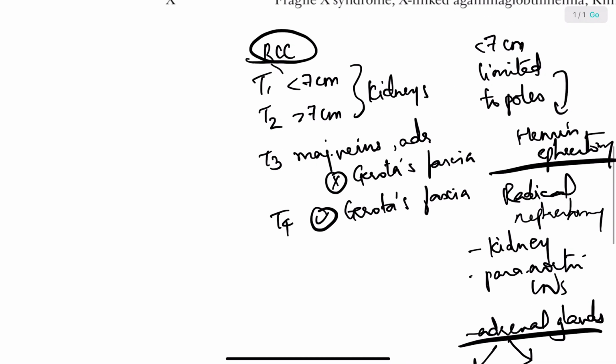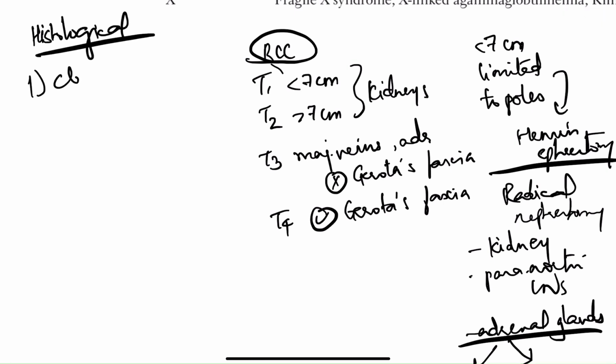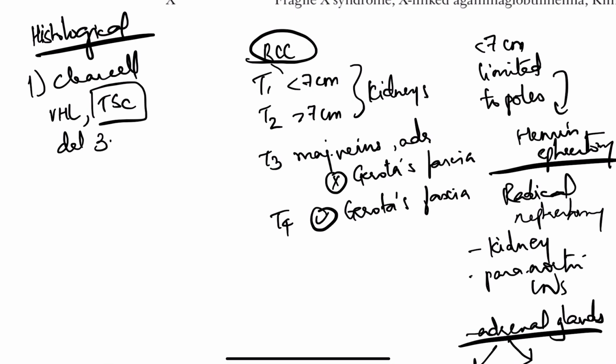Again, coming to the histological subtypes of RCC. So the first is the clear cell type, which is the most common type, which is, like we discussed already, associated with von Hippel, and it is also associated with tuberous sclerosis. So we'll talk about tuberous sclerosis in detail in a while. And it is associated with deletion 3p and deletion 6p, right?